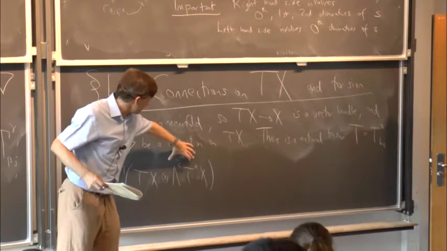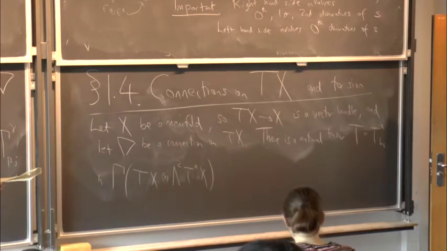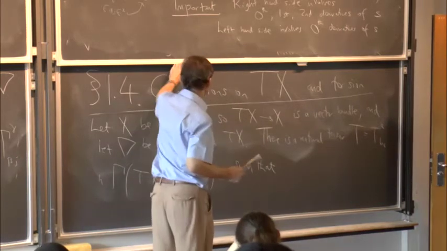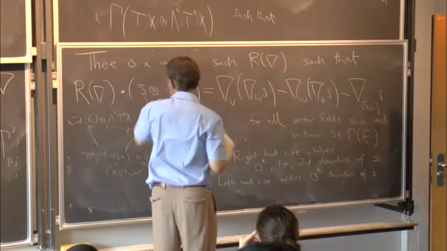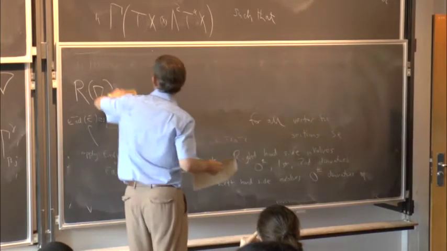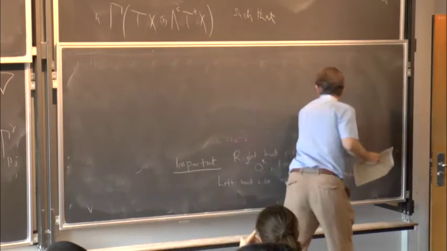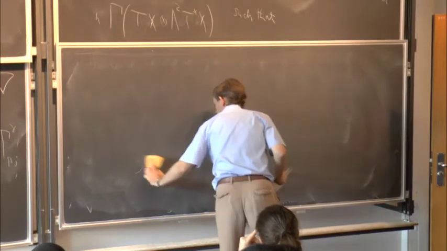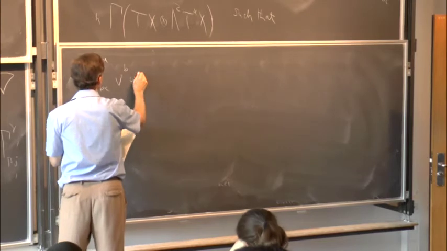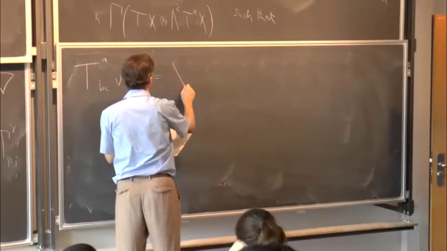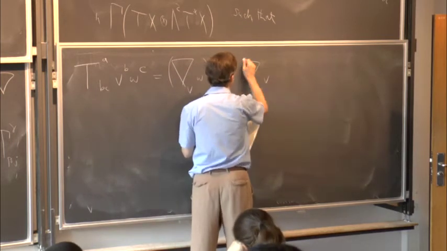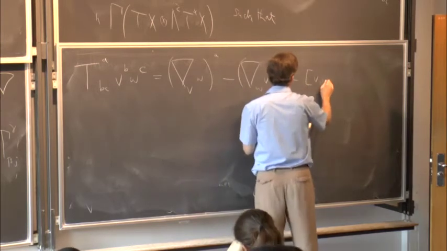So it's anti-symmetric in the lower two indices: T A B C is minus T A C B. Such that, we can write it as T upper A lower B C V B W C is equal to nabla V W A minus nabla W V A minus the Lie bracket V comma W A.